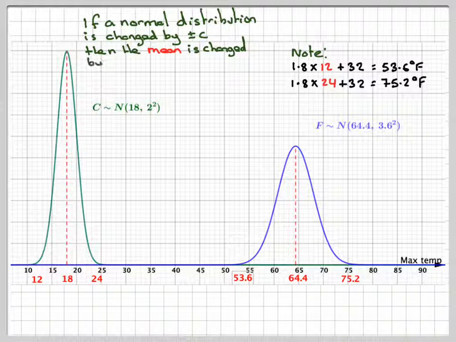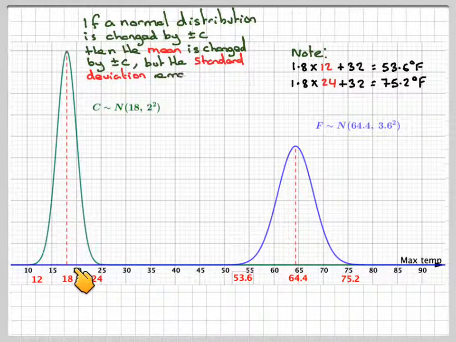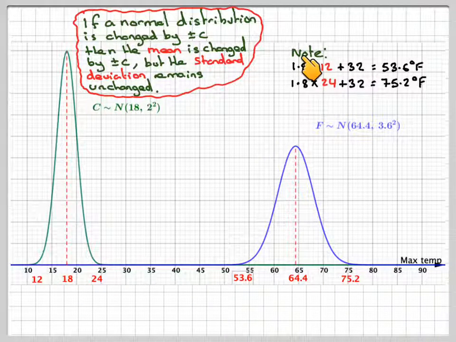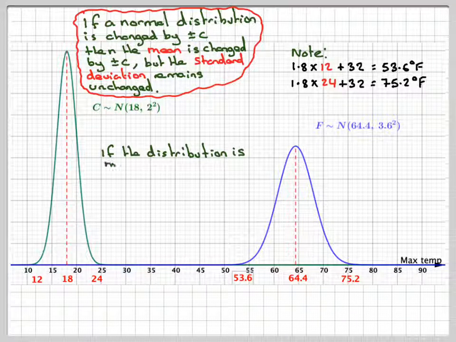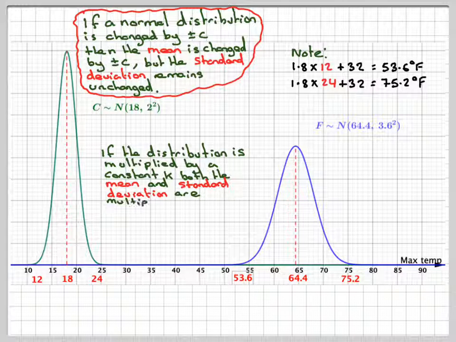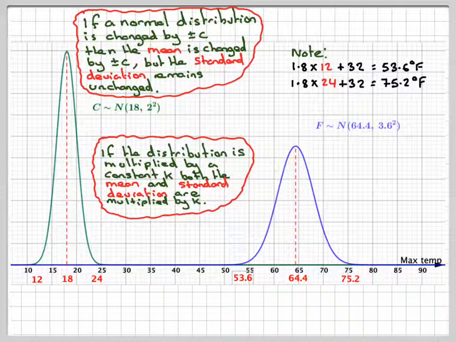So if a normal distribution is changed by plus or minus c, i.e. it's moved this way, its mean will change by plus or minus c, but the standard deviation does not change. So the whole distribution would just move up here, and it will still look the same. However, if we multiply by a constant, k, then both the mean and the standard deviation will also be multiplied by the constant.